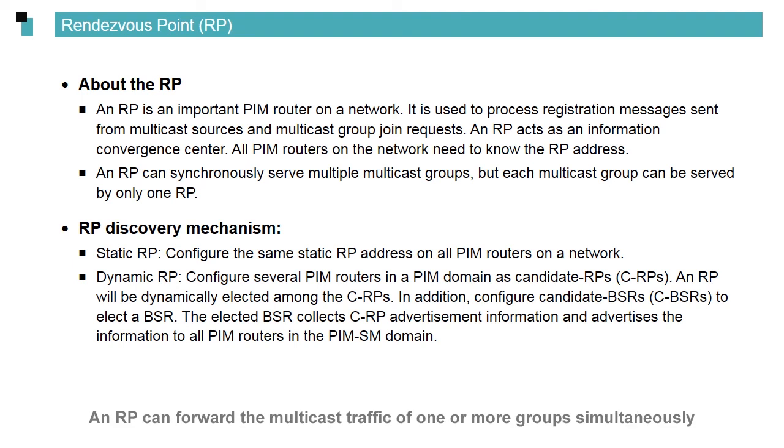An RP can forward the multicast traffic of one or more groups simultaneously. However, a multicast group can receive traffic from only one RP at a time. A master or slave switchover can be performed through the dynamic discovery mechanism. The process of mapping a multicast group to an RP is called RP discovery, and it can be performed statically or dynamically.